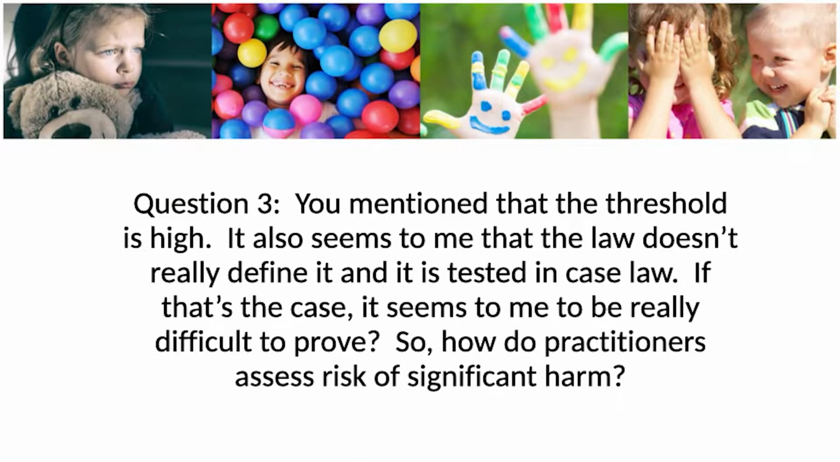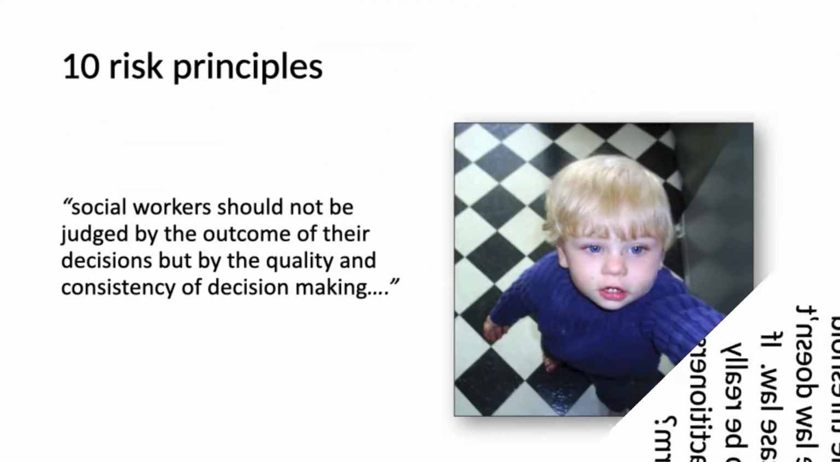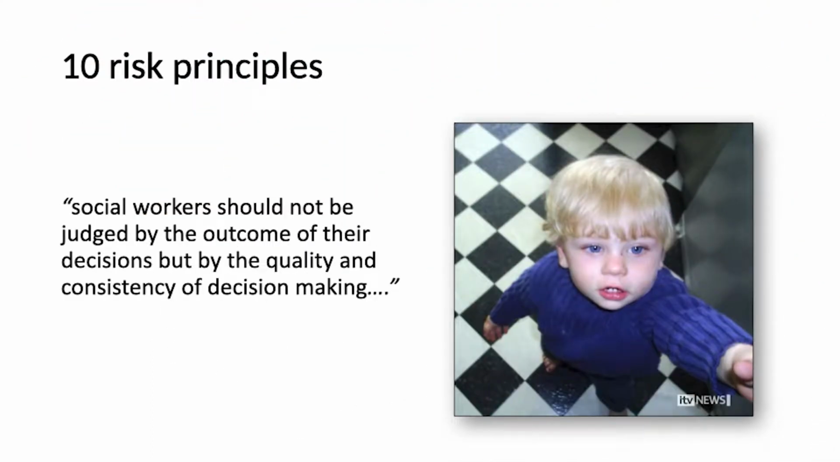Bruce, you mentioned that the threshold is high. It also seems to me that the law doesn't really define it, and it is tested in case law. If that's the case, it seems to me to be really difficult to prove. So, how do practitioners assess risk of significant harm? If I take you back to the Baby Peter case, in the investigation that followed, Professor Munro referred to 10 risk principles. One of the key messages was that social workers should not be judged by the outcome of their decisions, but by the quality and consistency of decision-making.